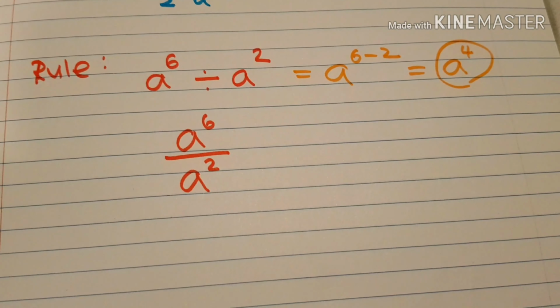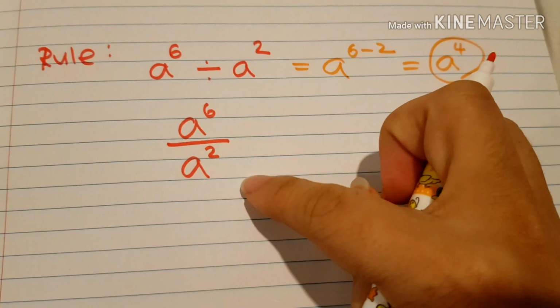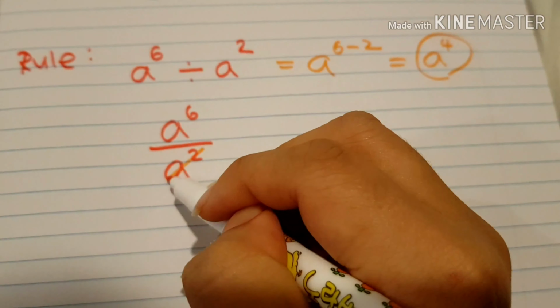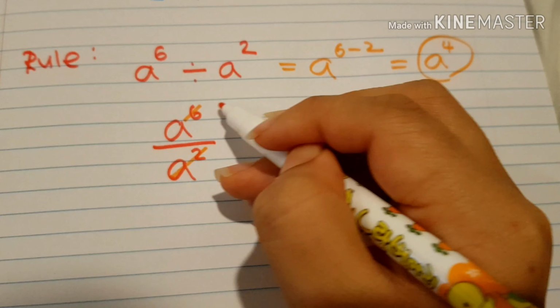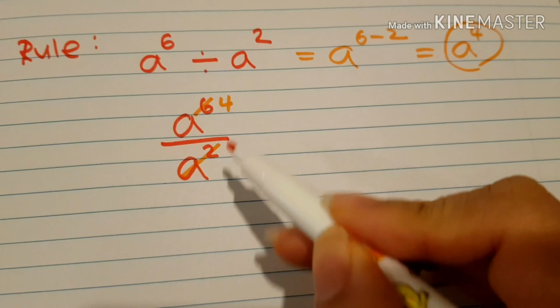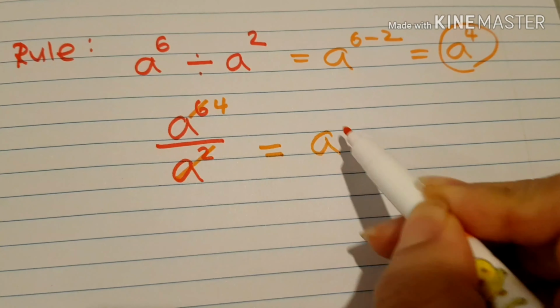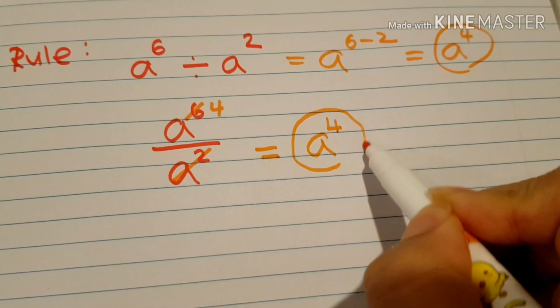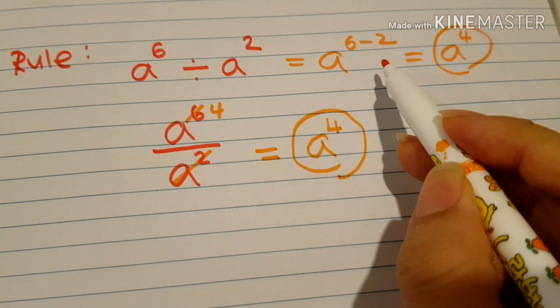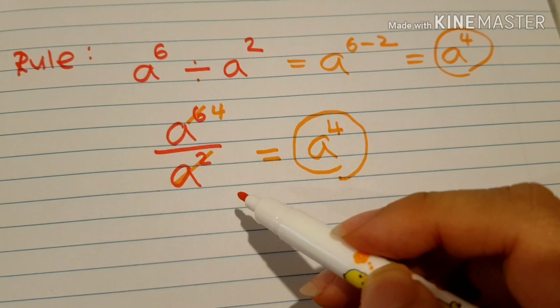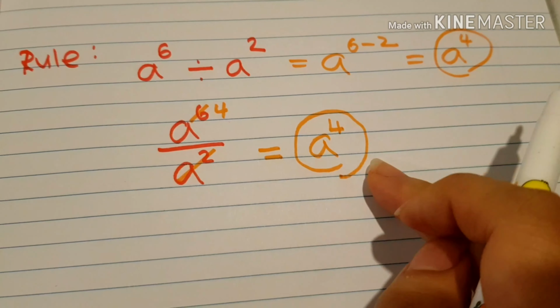Okay, that could be your answer. Or if it's in fraction, you can simply cancel. Okay, 6 minus 2 is 4 left, so therefore a to the power 4. Okay, you can either minus it or just cancel the top and the bottom and get the answer.